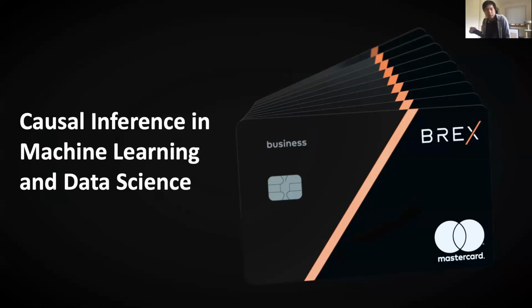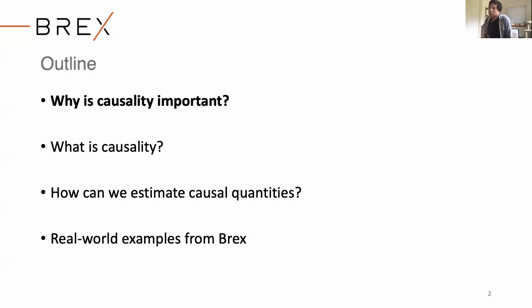As Bill mentioned, I'm going to be talking about causal inference in machine learning and data science. So this is the outline of the talk. I'll start by giving a couple examples for why causality is important. I hope this will demonstrate that as we go around doing data science and machine learning modeling, for many applications, understanding causal relationships and thinking about causal inference is crucial.